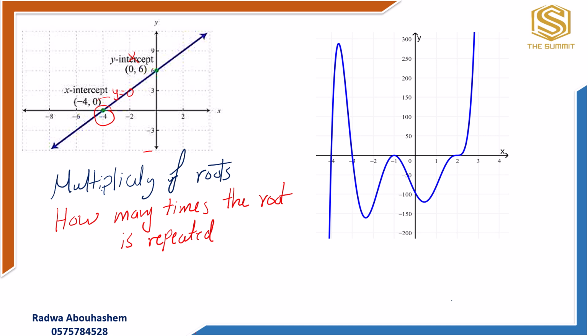For example, if you have something like this, x power 2 minus 4x plus 4. This is a perfect square. If you factorize it, it will be (x minus 2) all to power 2. So this means x equals 2, but you have 2 roots and 2 is repeated 2 times. This means that you have a multiplicity of 2.